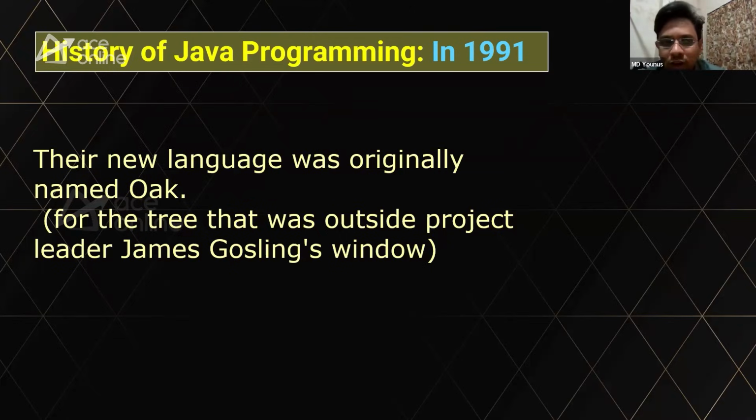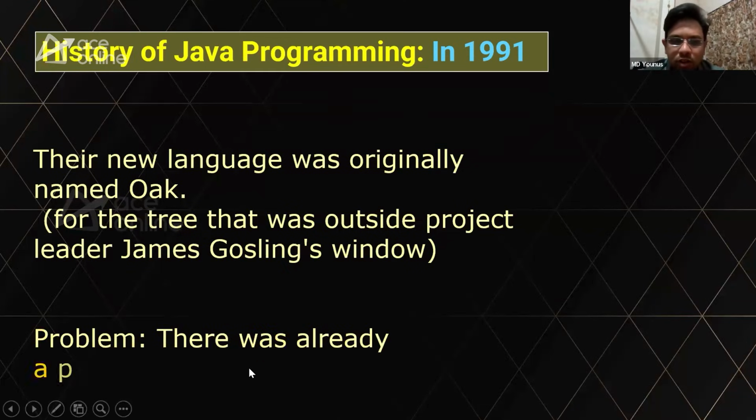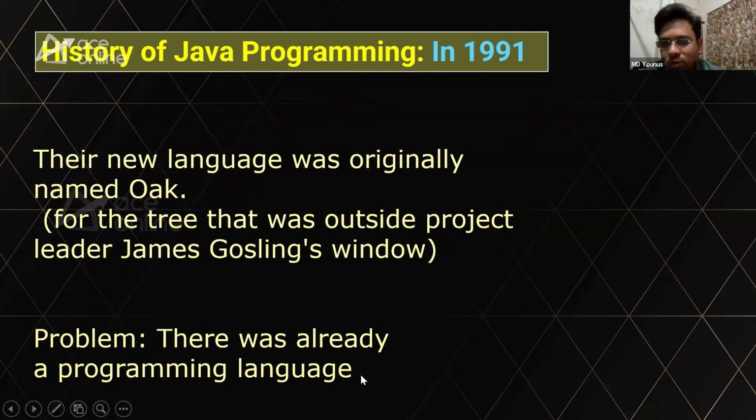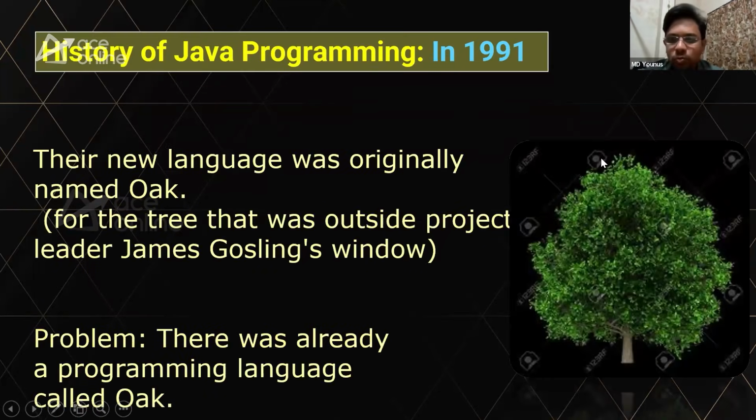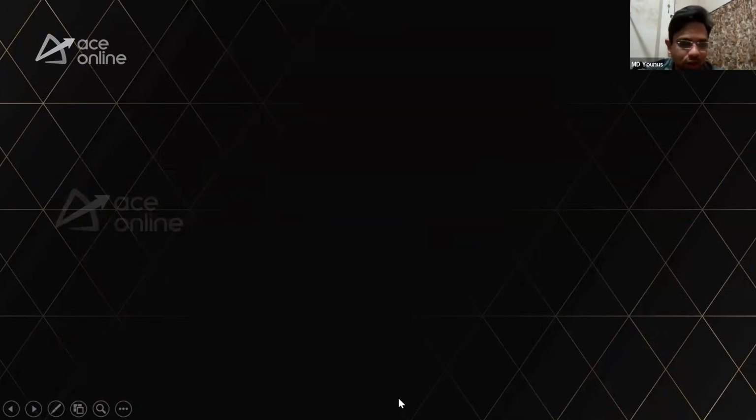But the other main reason it was named Oak is that in many countries, oak was considered a symbol of strength. Oak is a tree, and it was considered a symbol of strength. As they wanted the language to have a unique name, they named it Oak. But the problem was that there was already a programming language named Oak, so they were not able to register by this name. They had to rethink what the name of the programming language should be, because they could not register it as the Oak programming language.